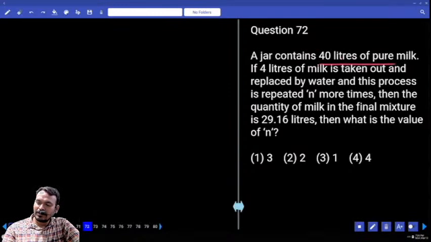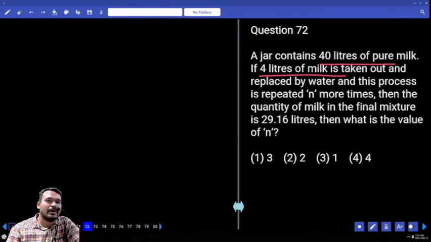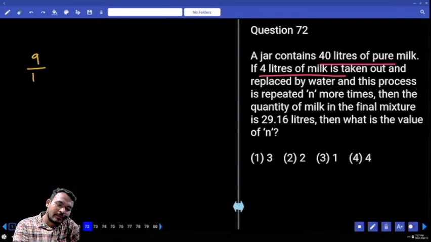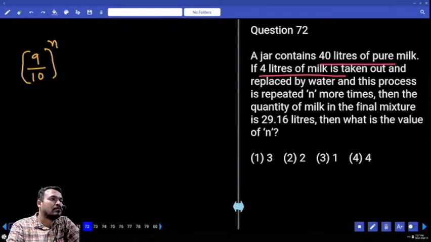Out of 40 liters, how many liters are taken? 4 liters. Means 4 by 40. What is the fraction? 1 by 10. Means every time out of 10 parts, 1 part is taken, or not? What is the remaining? 9 parts, or not? Then we write 9 by 10. How many operations? n operations or only one? n operations. If it is only one operation, we write 9 by 10 power 1. It is n operations, so we write 9 by 10 power n.